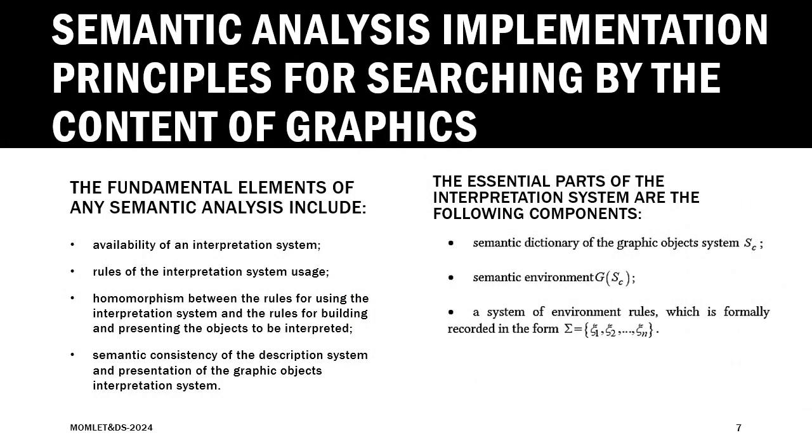The fundamental elements of any semantic analysis include availability of an interpretation system, rules for the interpretation system usage, homomorphism between the rules for using the interpretation system and the rules for building and presenting the objects to be interpreted, semantic consistency of the description system, and presentation of the graphic objects interpretation system. The essential parts of the interpretation system are the following components: semantic dictionary of the graphic object system, semantic environment, a system of environment rules which is formally recorded in the form.